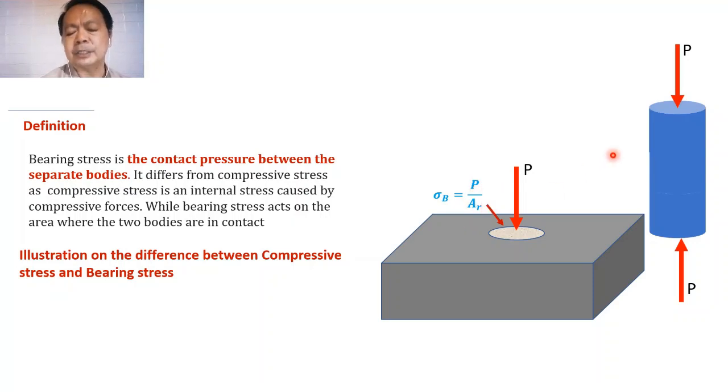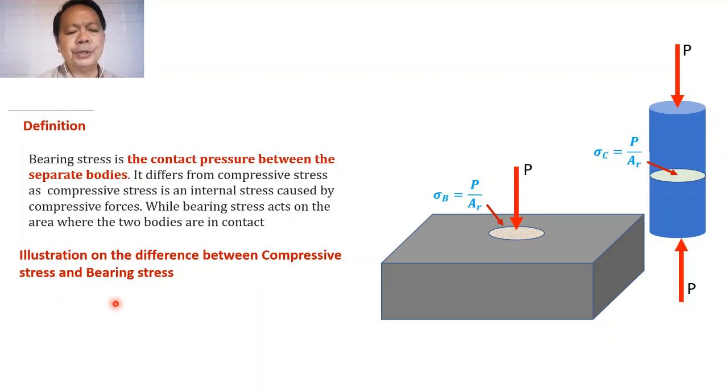While the compressive stress, gaya na binabanggit ko kanina, is happening internally on the post. So although, kung mapapansin natin, both the bearing stress and the compressive stress have the same magnitude in this case, they do differ in the sense that a compressive stress is happening inside or internally, while a bearing stress is happening at the area with which this part is in contact with this block. So the magnitude may be the same, but their effect on the material would be different.